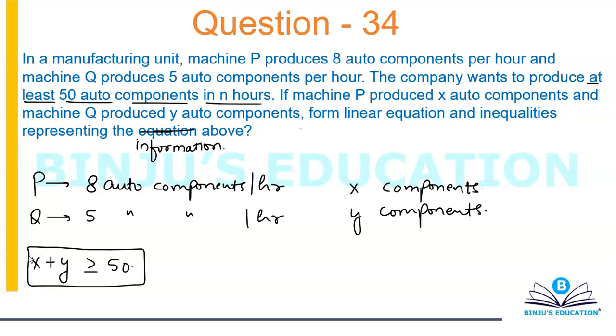Now if I need X auto components from machine P and it's working at a rate of 8 per hour, so can I say I would want X by 8 to be equal to n. X is the total work to be done, 8 is the rate at which the work is being done, and n represents the number of hours. Okay, it's in n hours, my mistake, it's not less than n, so it will be equal to.